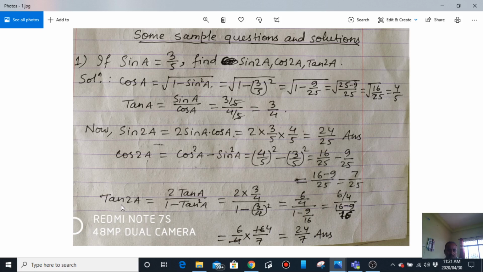Similarly, tan 2A, you can use sin 2A by cos 2A also, or alternately 2 tan A by 1 minus tan square A. So 2 into 3 by 4 upon 1 minus 3 by 4 whole square, that is equal to 6 by 4 upon 1 minus 9 by 16. Take LCM. So it will be 6 by 4 upon 16 minus 9 by 16. So you know, in such cases, a fraction within a fraction is there, so the second part will be reversed. 6 by 4 into 16 by 7. 4 cancels, so 24 by 7. So this is the first solution.